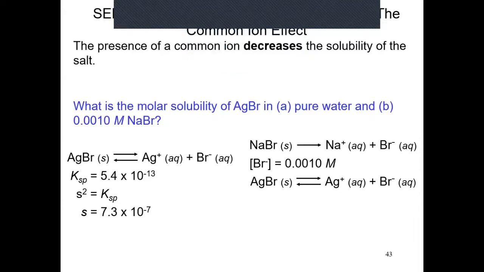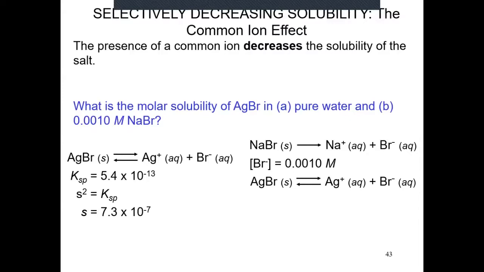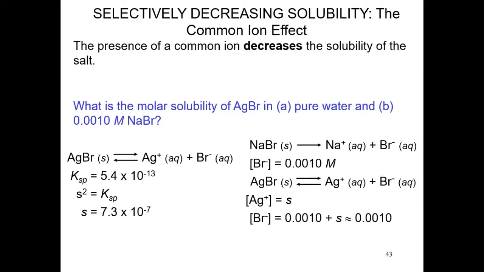So the difference now is that I no longer start with 0 silver and 0 bromide. I start out with 0 silver, but the presence of the bromide ion here should cause this equilibrium to shift towards the left, right? That's Le Chatelier. If the right side of the equation is a little heavier, the equilibrium wants to shift back towards the left, which is the undissolved compound. So in this case, what you have is S moles per liter of silver and 0.001 molar of bromide plus S.